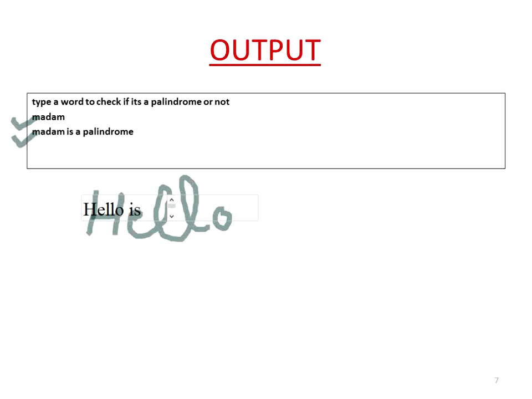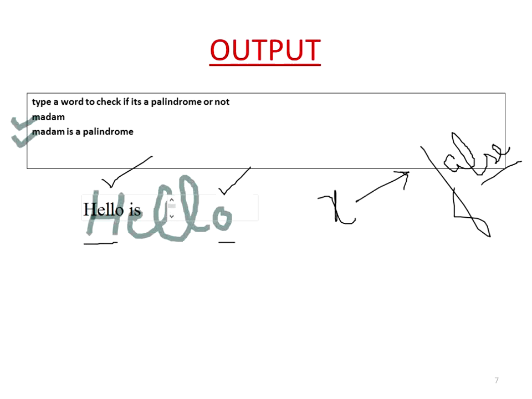Because it will check the first alphabet with the last alphabet, and both these alphabets are different. Here we have H, here we have O. These are different. So what will happen? The value of x will be false. So it will print not a palindrome.